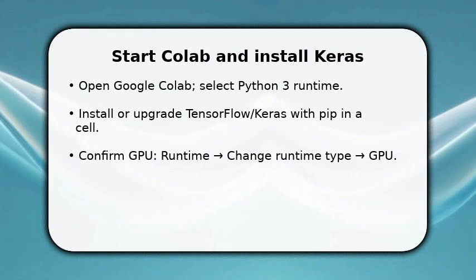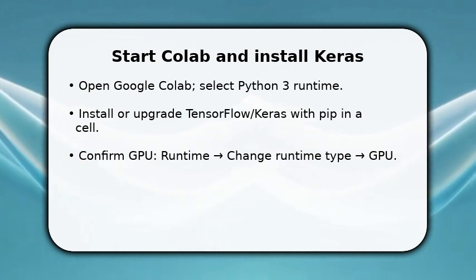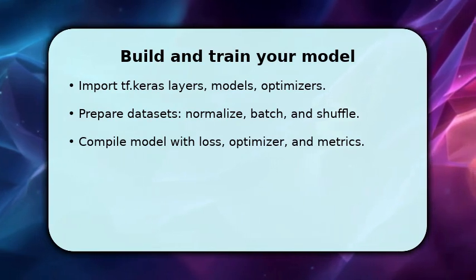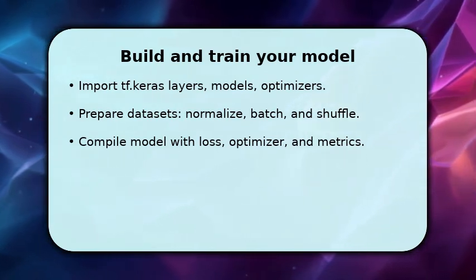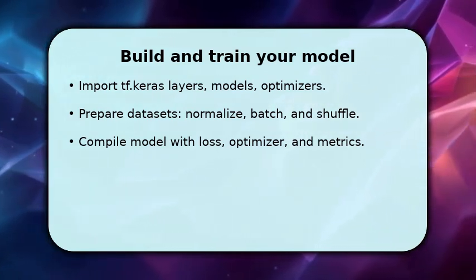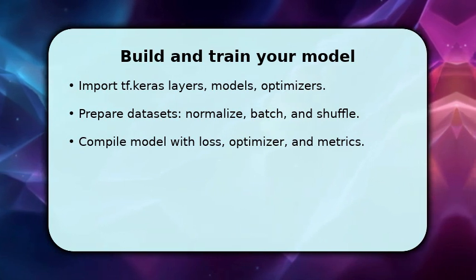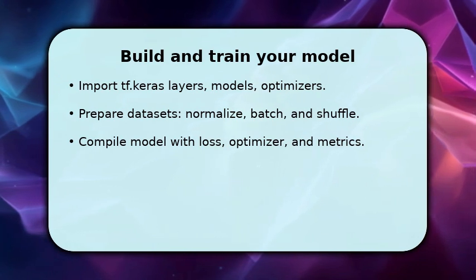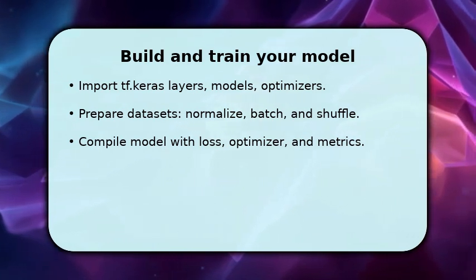You now define model architecture using tf.keras, stacks of input, conv/dense, and activation layers depending on your task. Prepare your data, normalize values, convert to tf.data.Dataset, shuffle, and batch, because correct input pipelines increase throughput and stability.